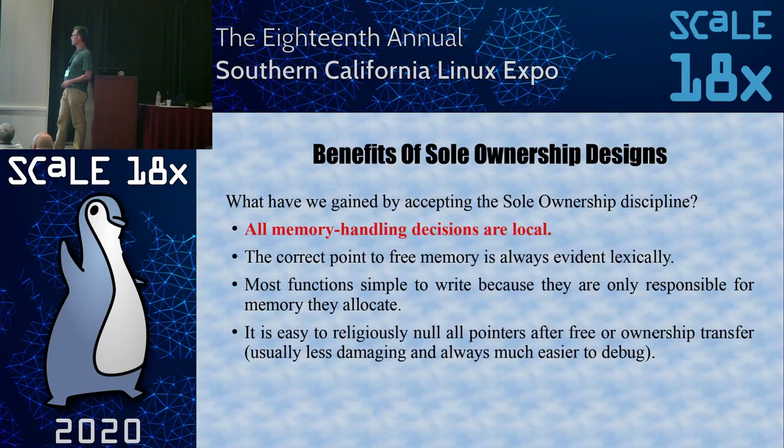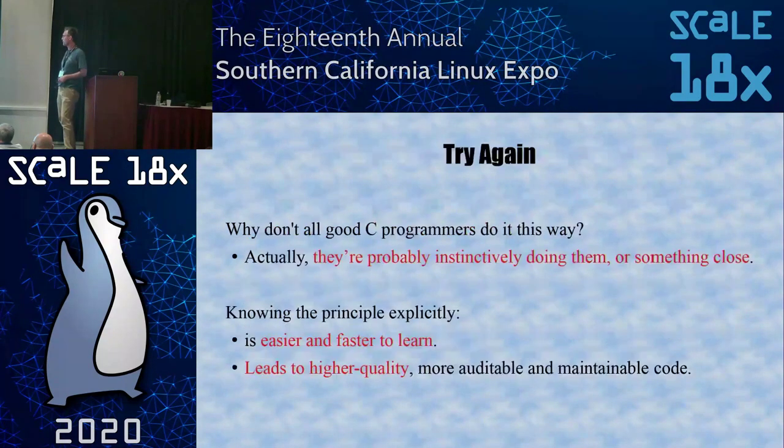That means, number one, it's actually simpler to write functions in general by obeying this discipline. It also means that it's easy to do other best practices like nulling pointers after you either free them or transfer the ownership, so that if you make a mistake, it crashes and tells you instead of running on in a state you don't understand.